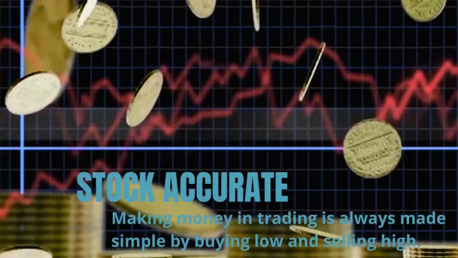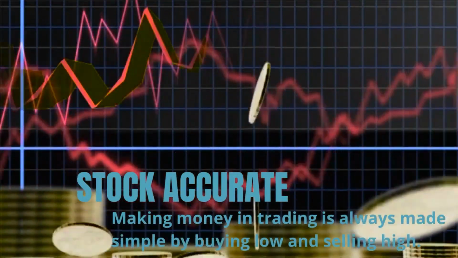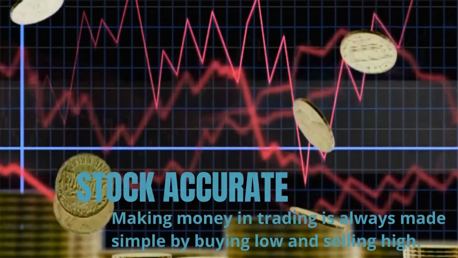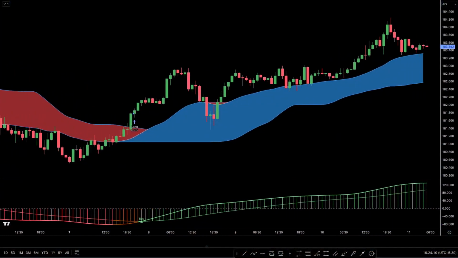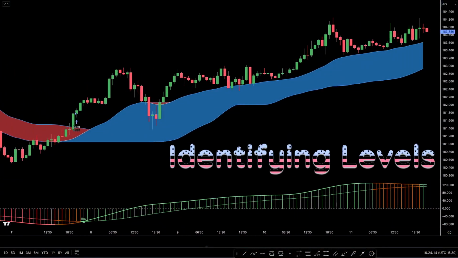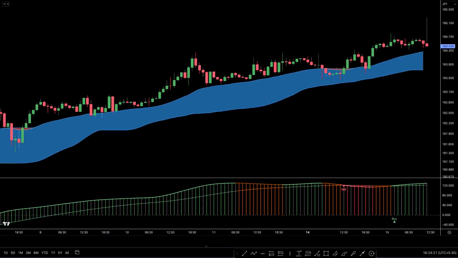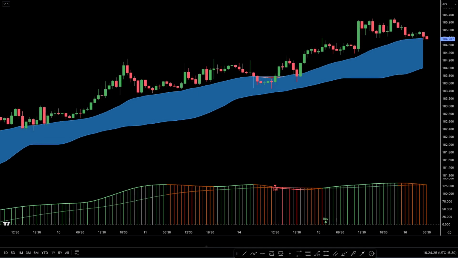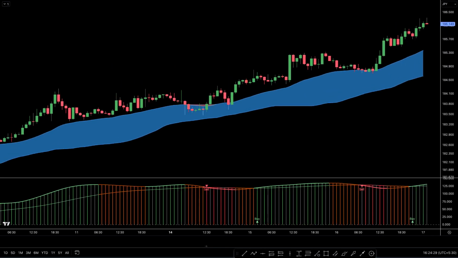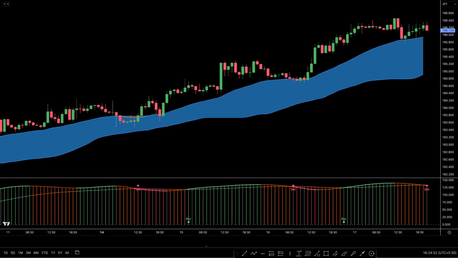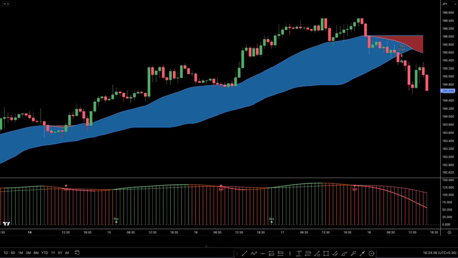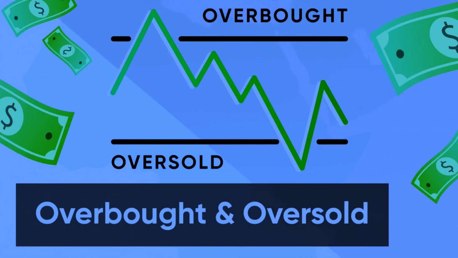Making money in trading is always made simple by buying low and selling high. Identifying low prices to buy an asset usually involves identifying levels in the market where the price is oversold. And once you buy the asset, you have to find a higher price to sell. And it usually involves identifying levels in the market where price is overbought. But how do you identify these overbought and oversold levels in the market?